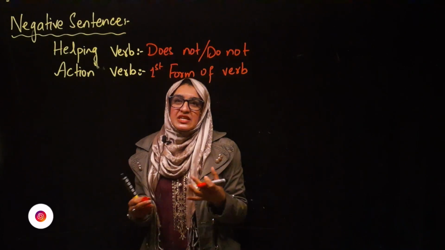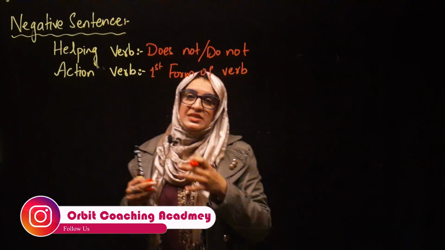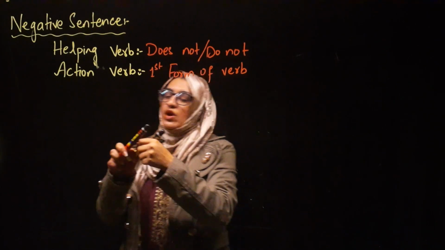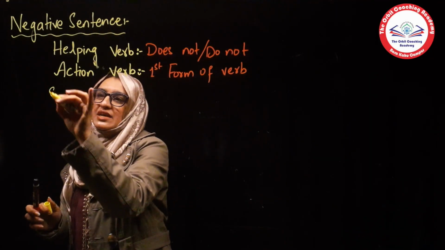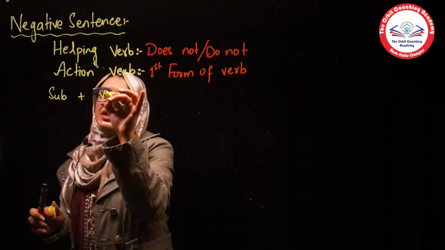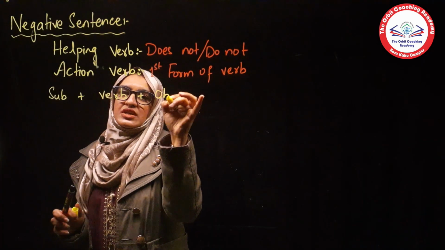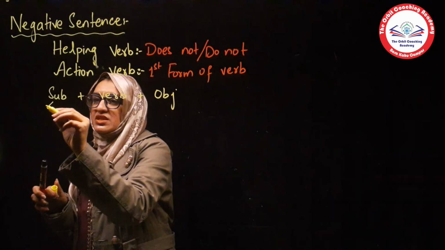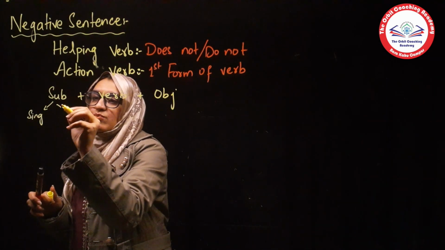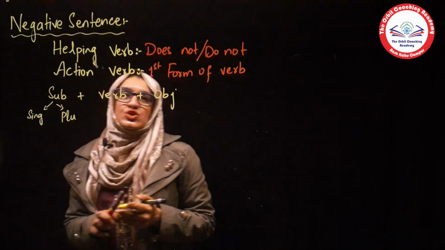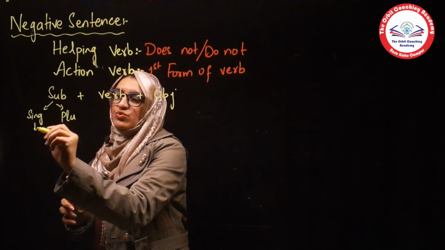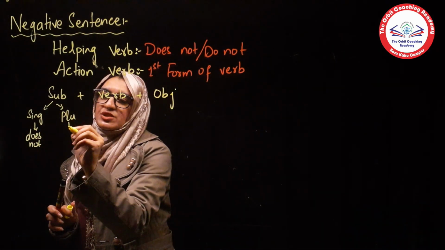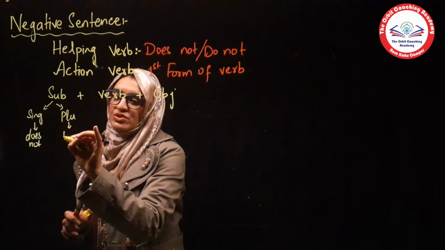But now we need to see where we have to use does not and where we have to use do not. As I told you earlier, the basic structure is subject plus verb plus object. Just recall that once again. We can have a singular subject and we can have a plural subject as well. So whenever we have a singular subject, we need to use does not, while if we have a plural subject, we need to use do not.